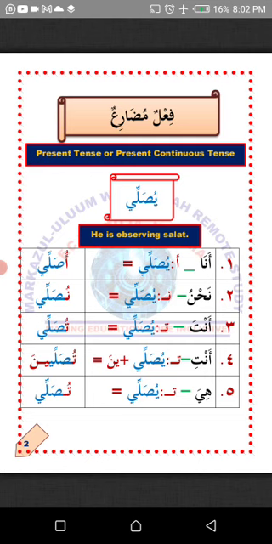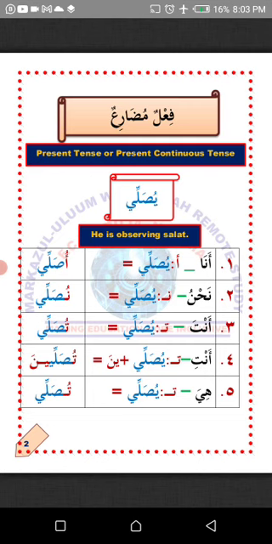Thalatha, number three. Anta, you, representing a single male person. So how do we change the verb yusalli to suit anta? All you need to do is to detach ya'un and attach ta'un. So the verb yusalli will now become tusalli, which means you are observing salah.